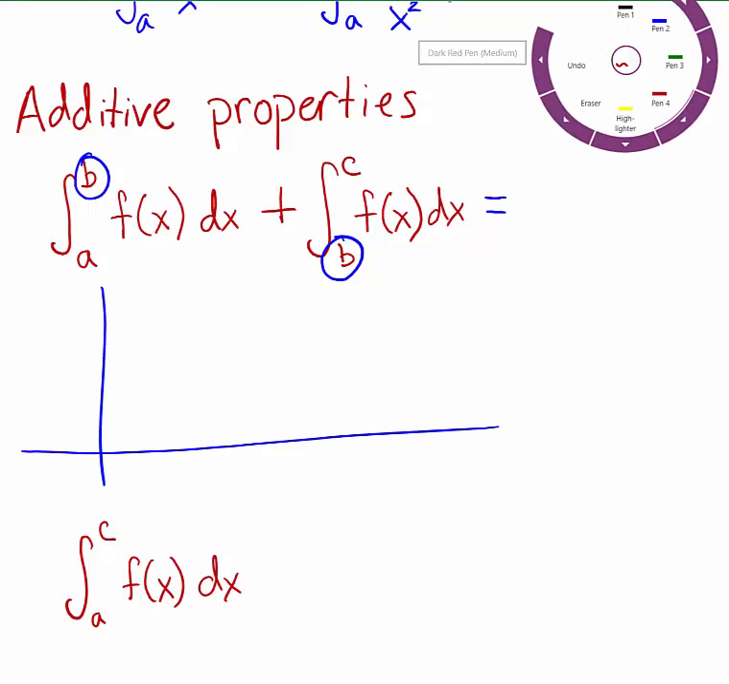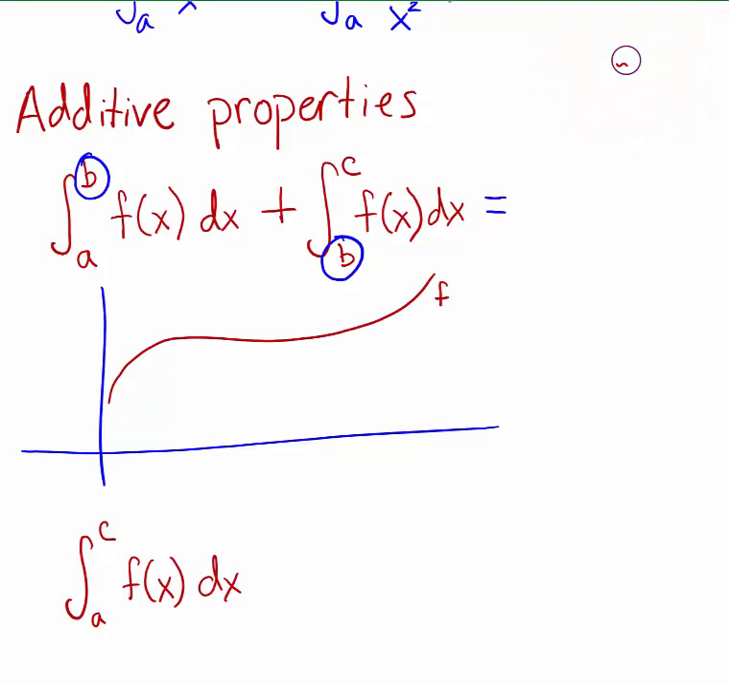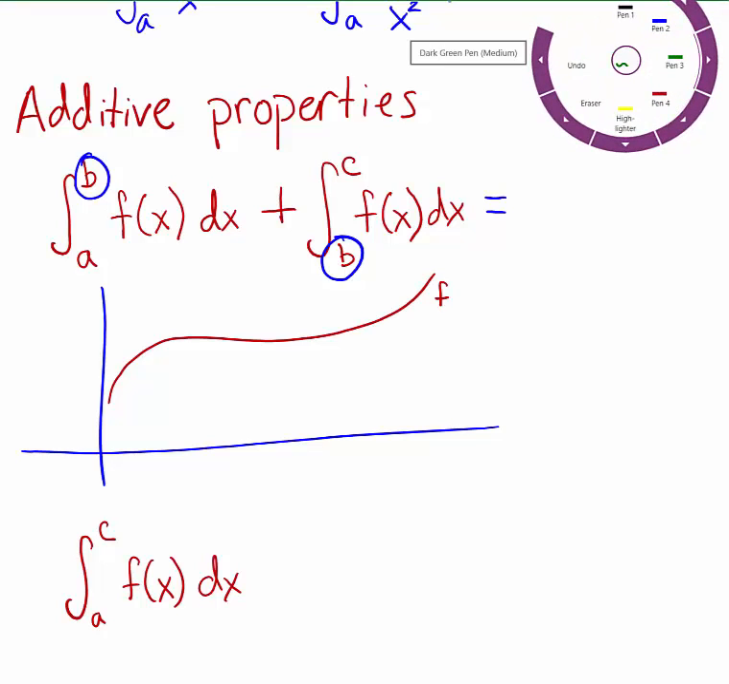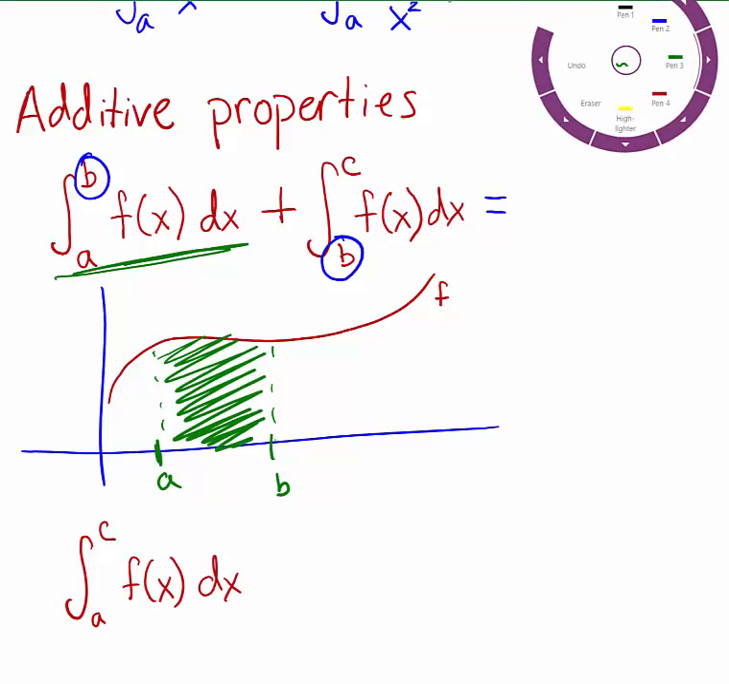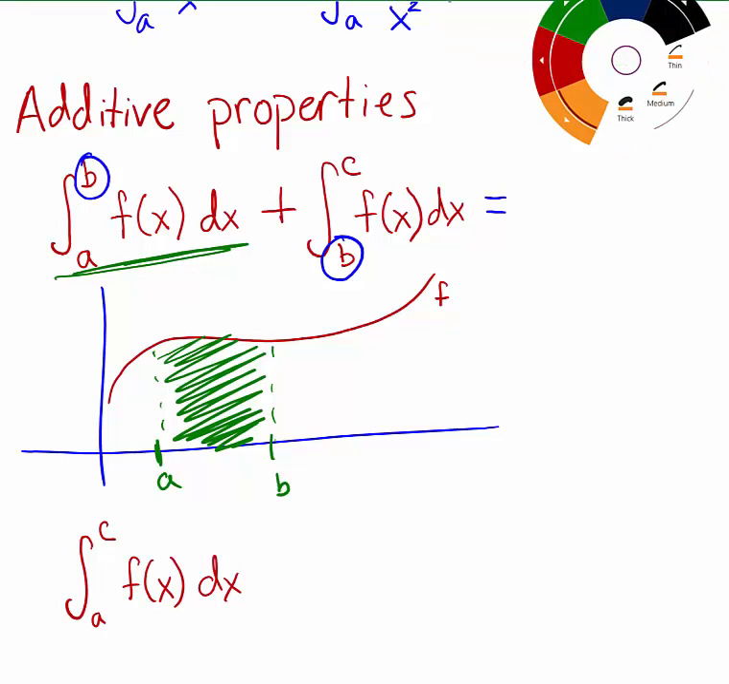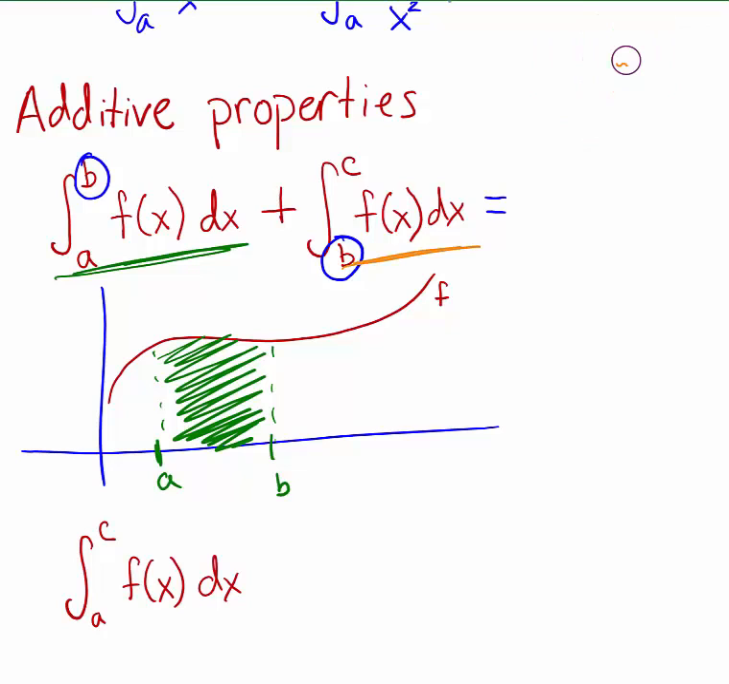we have some curve f, and we're trying to find the area under the curve from a to b, right, that's this one. So from a to b, that's this area right there. And then from b to c would be, let's get another color. From b to c, we'll start now at b, and we'll go to some new point c, and that'll be this area over here.